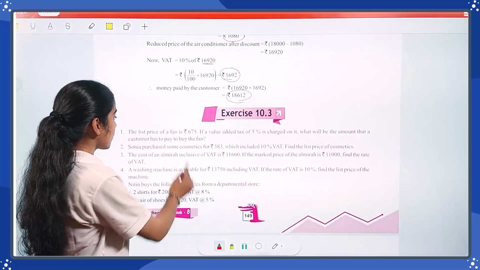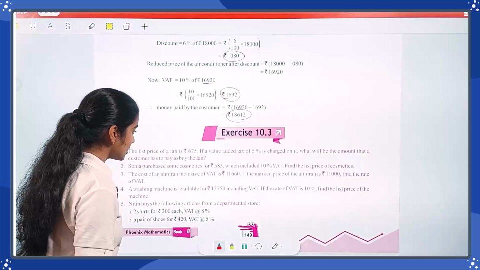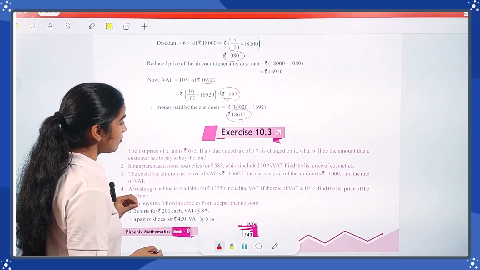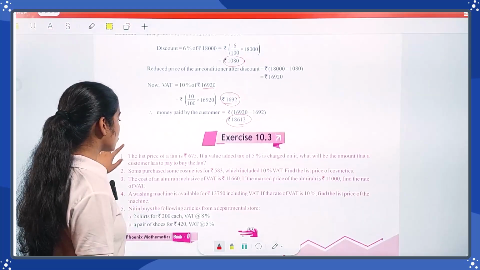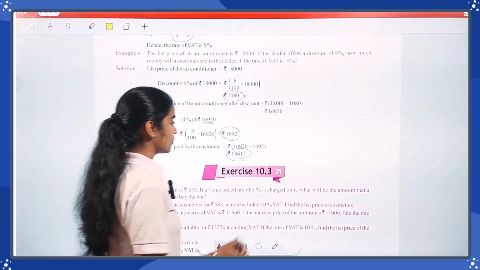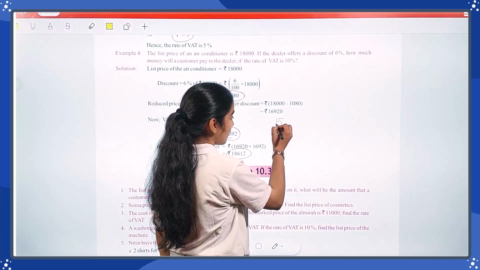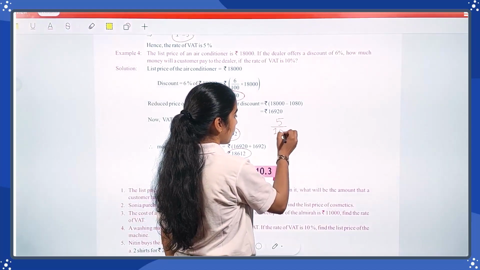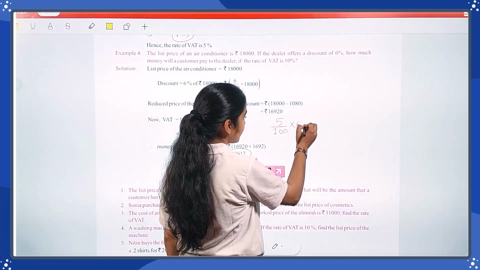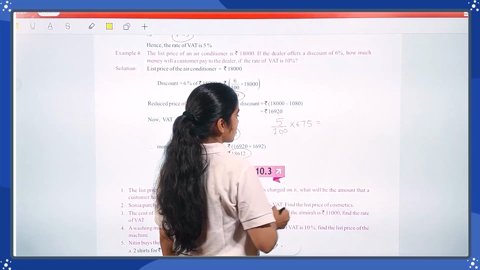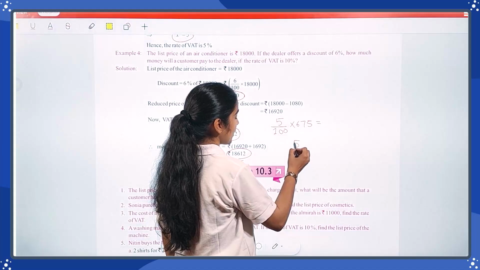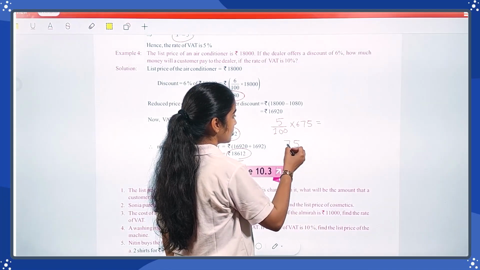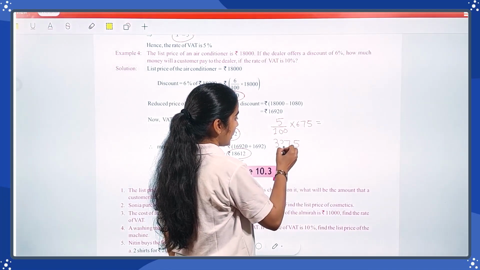The list price of a pen is 675. If a value added tax of 5% is charged on it, what will be the amount that a customer has to pay to buy the pen? So what we have to do, we have to find out the 5% of 675. So we can easily calculate it.